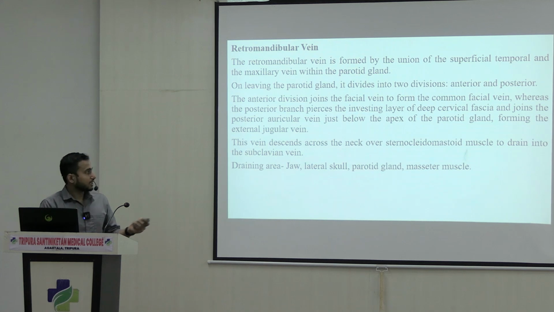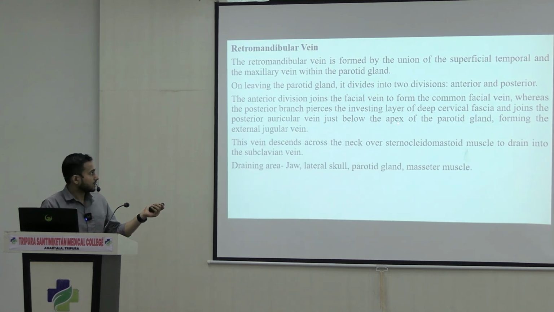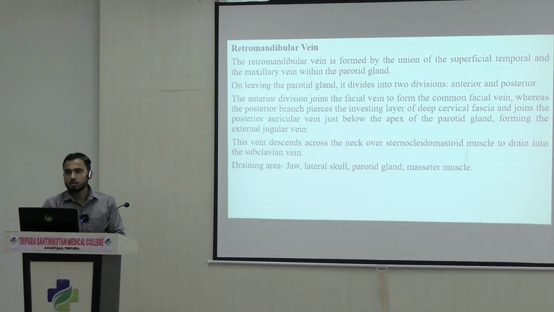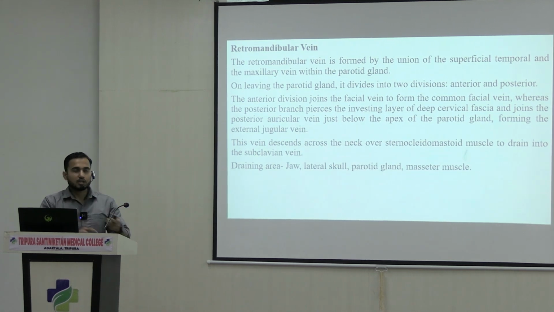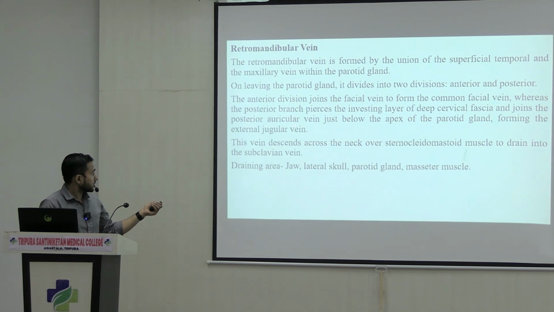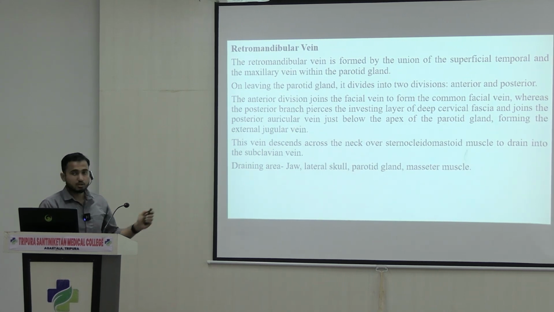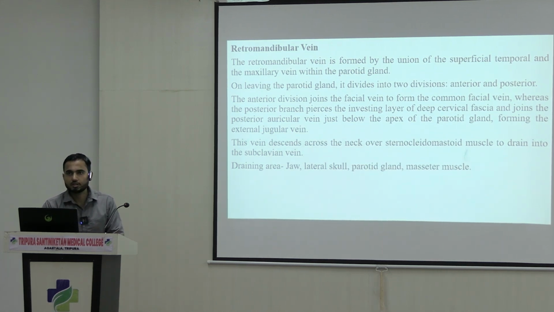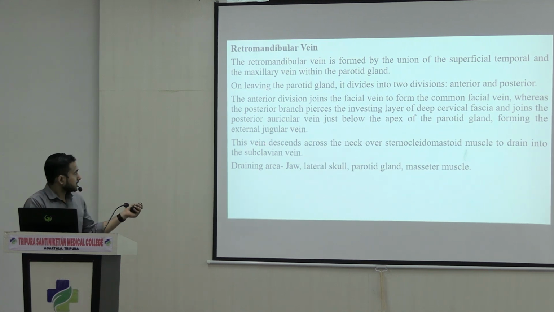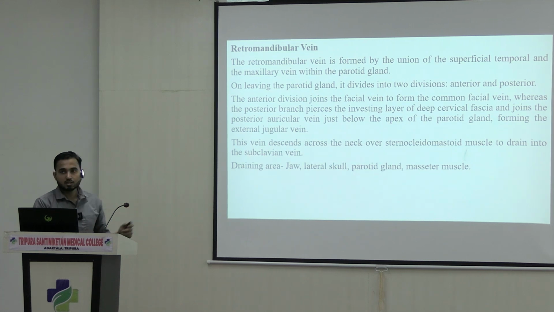Now this posterior auricular vein is situated just below the apex of the parotid gland. Okay, so just below the apex of the parotid gland, these two veins will join, this posterior auricular vein and the posterior division of the retromandibular vein. Okay, after that they will form the external jugular vein, and where will this external jugular vein ultimately drain? Into the subclavian vein. So this vein will descend across the neck over the sternocleidomastoid muscle and will drain into the subclavian vein.